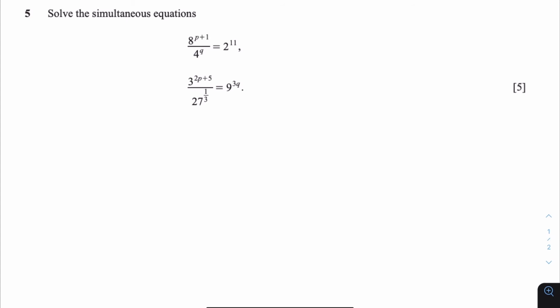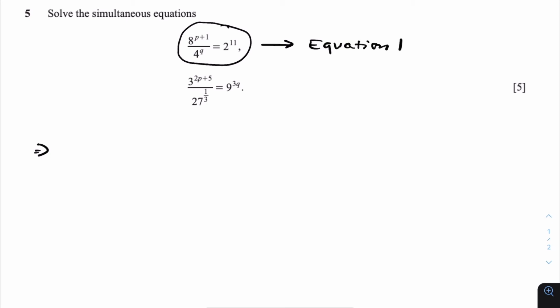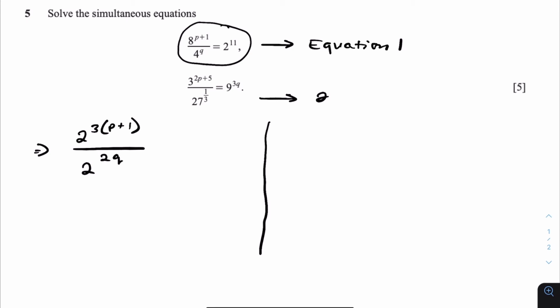So the first thing is, in each of the equations, convert them to a like base, because then that allows you to get rid of the base and therefore make a linear set of equations. So a to the power of p plus 1, let's split it up into equation 1 and equation 2 first. Equation 1, and I'm just going to write 2 here, but you know it's equation 2. So let's split it up first. Let's draw a line here. Okay, so a to the power of p plus 1 can be written as 2 to the power of 3 times p plus 1, divided by 2 to the power of 2q, because 4 to the power of q can be written as 2 to the power of 2q, which is equal to 2 to the power of 11.